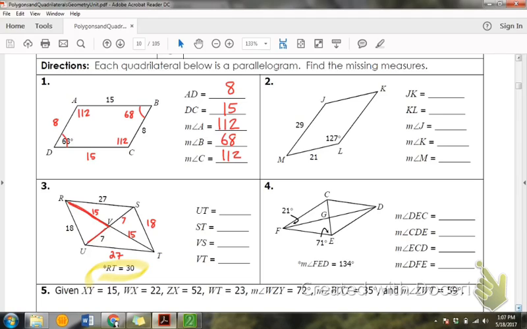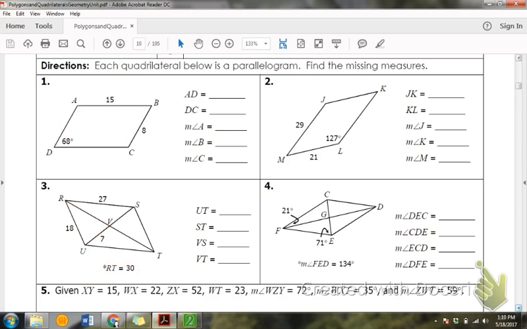Okay, so now we can fill in with what they're asking us. UT was 27. ST is 18. VS is 7. And VT is 15. Any questions on number 3? Okay, let's move on to number 5.